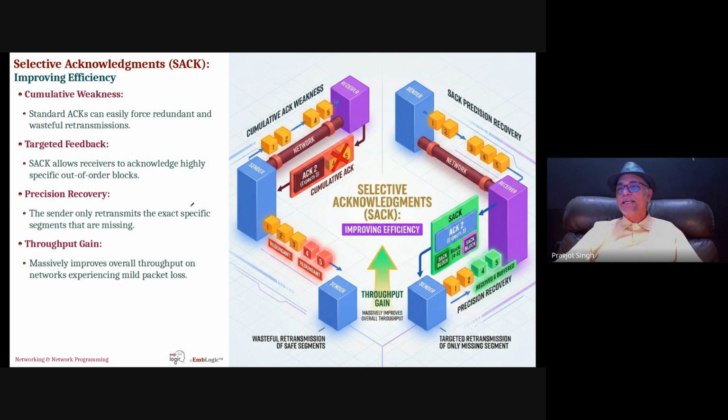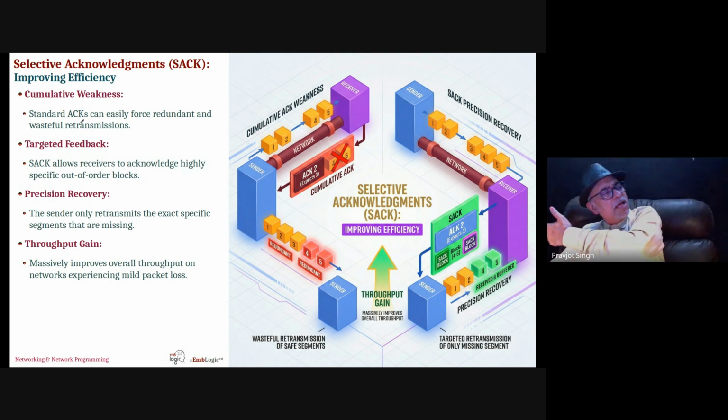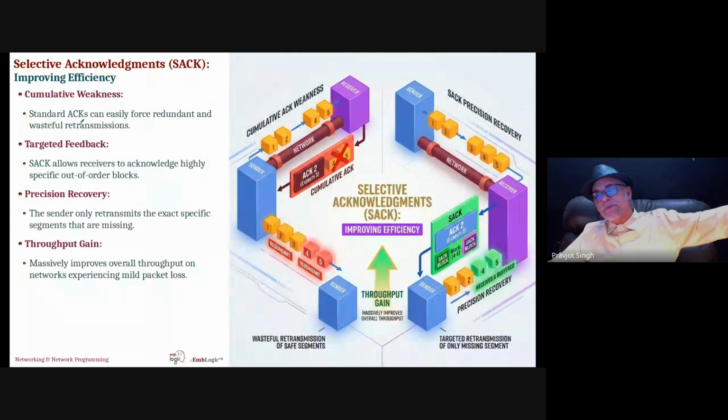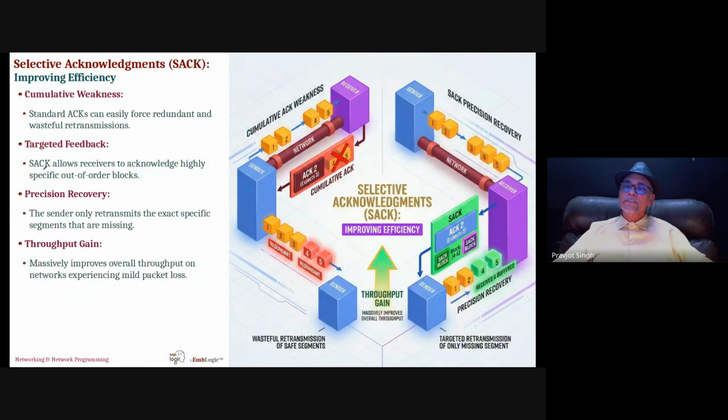Okay. Standard ACK can easily force redundant, wasteful transmission and retransmission, unnecessarily one full stream will be occupied only for acknowledgements. SACK allows the receivers to acknowledge highly specific out-of-order blocks. Like you have got your 500, then you come back to take care of 410 to 450. The sender only transmits the exact specific segments that are missing, and those retransmitted segments are acknowledged. This massively improves overall throughput on network experiencing mild packet losses.